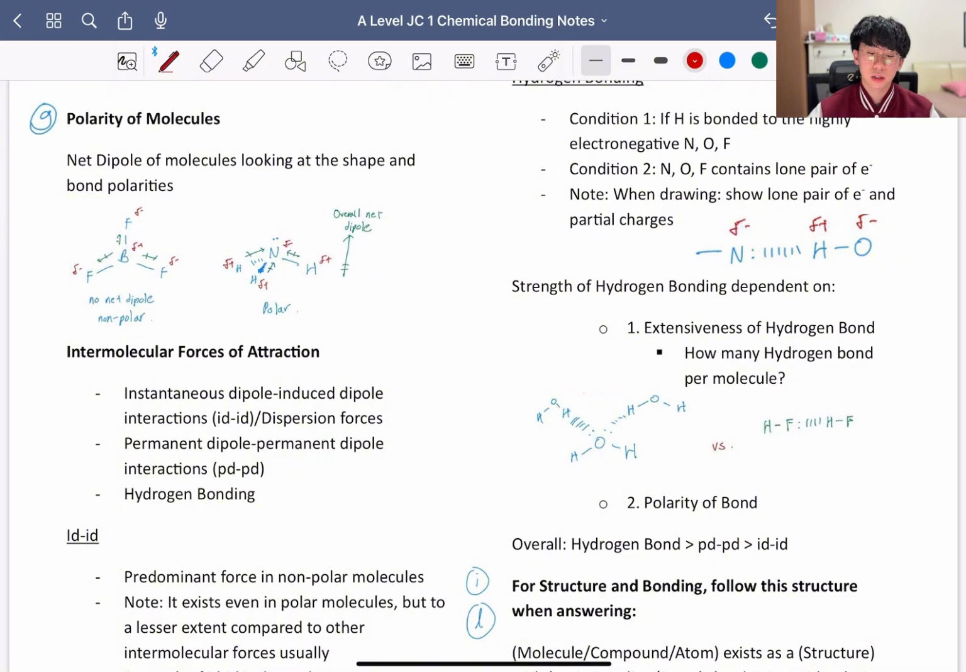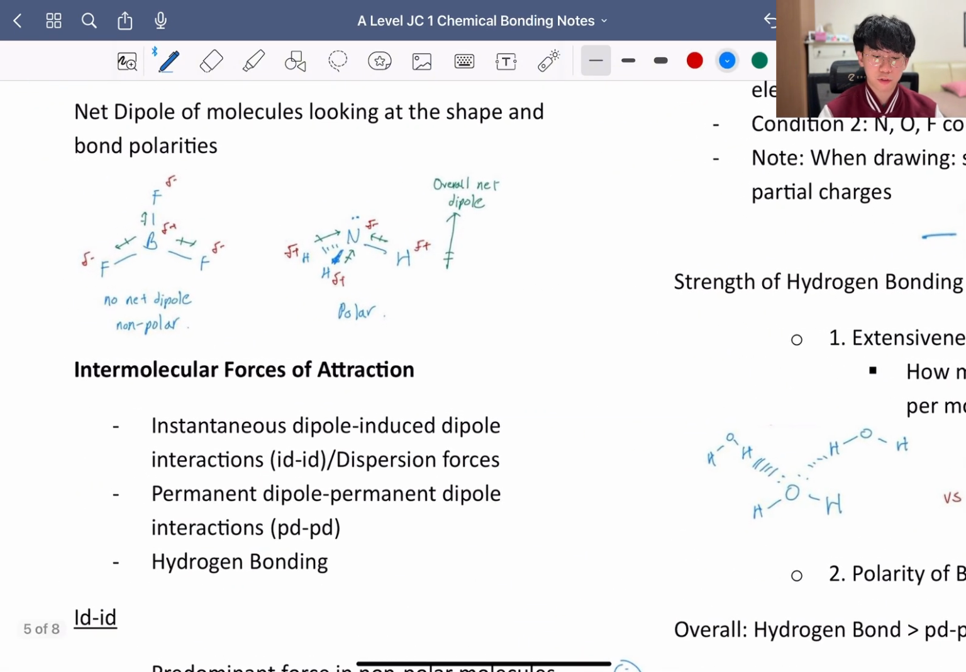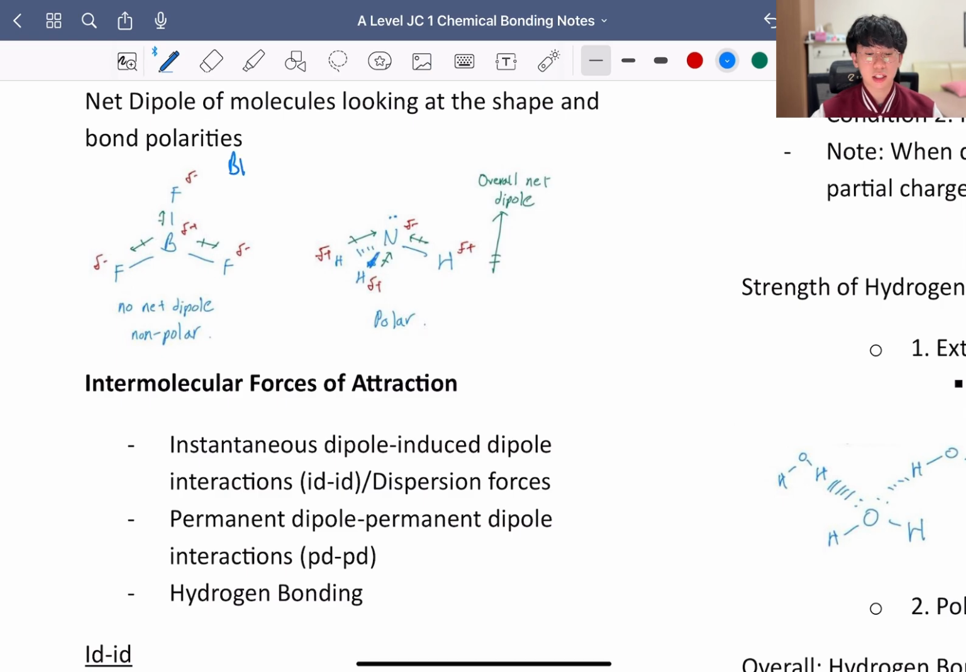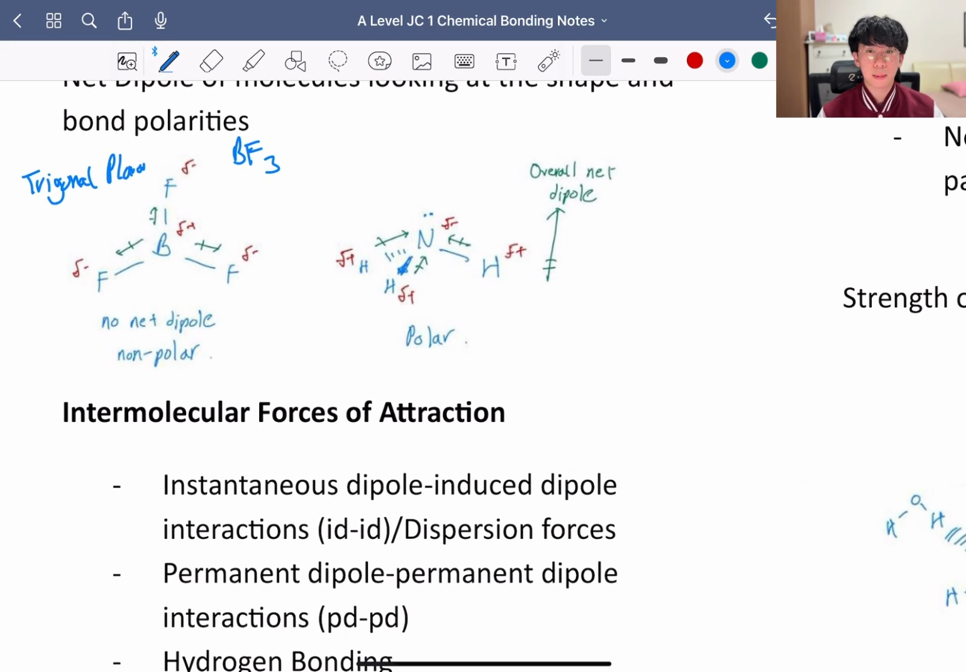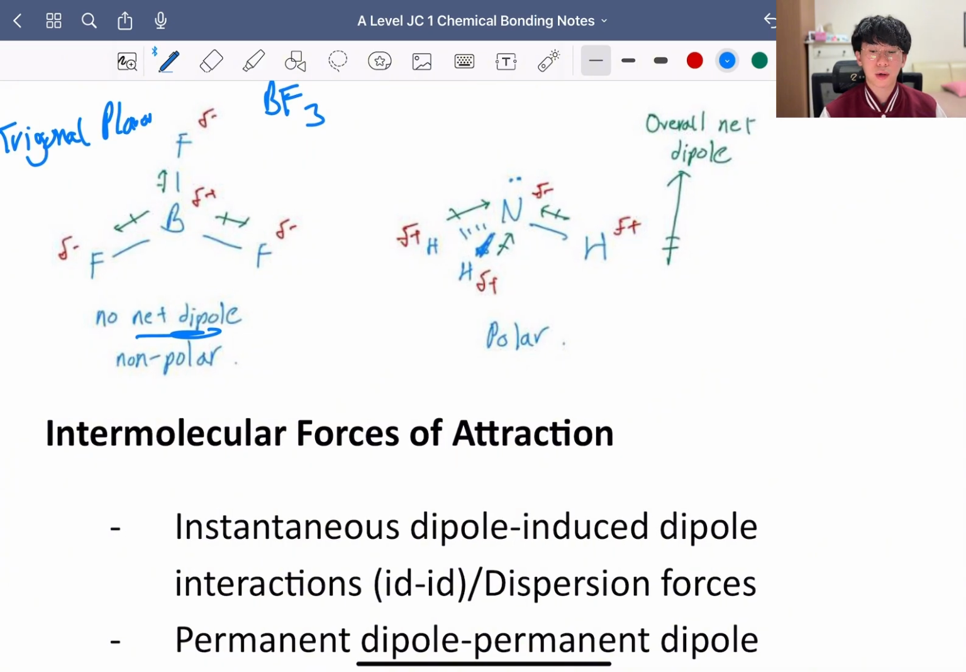So for example, over here, when I look at BF3, I see that the shape is trigonal planar, right? Because they're all in one plane and all the atoms on the border, the fluorines, are the same, so they have the same electronegativity. And what they're doing is pulling the electrons within their BF bonds to the same extent. Because of that, you have no net dipole, because they're all pulling to the same extent. If you have trouble visualizing this, go ask your physics friend on the side, right? And because of this, it is non-polar.